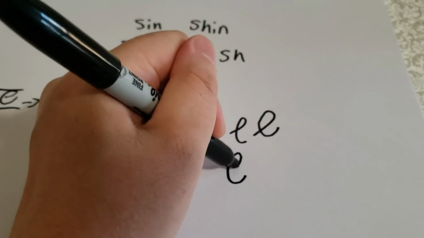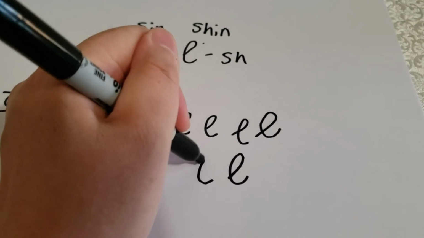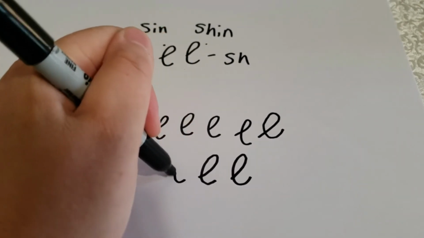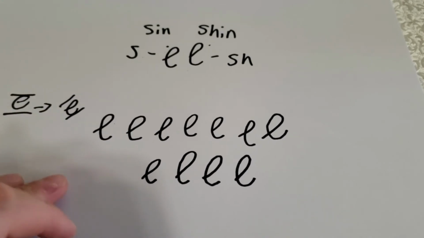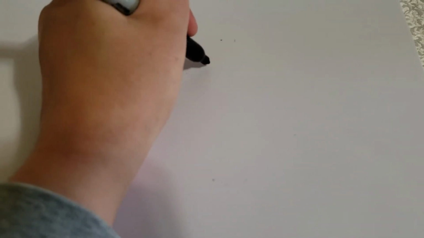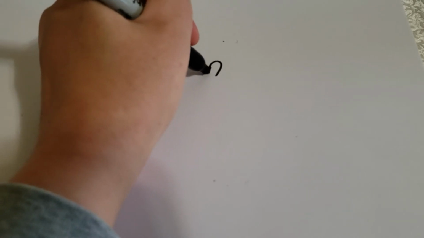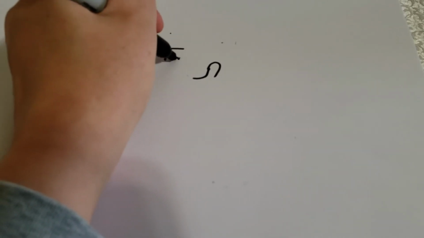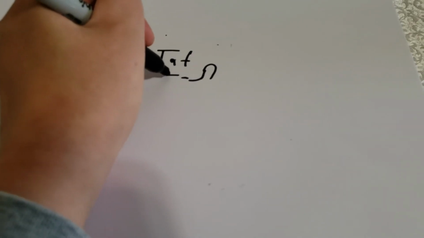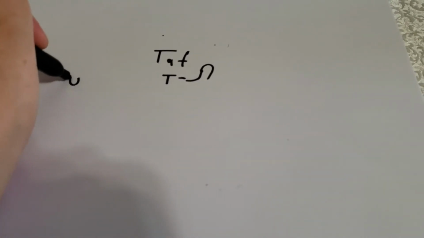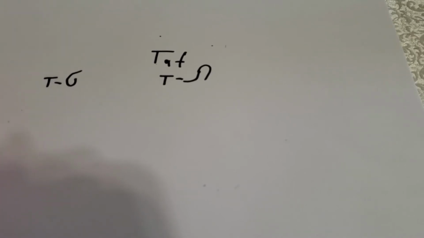Make a line, a loop, and then you stop. Line, loop, stop. Shin. And last and not least is the letter Taf. Taf. This is the sound of T. By the way, also the letter Tet is T.